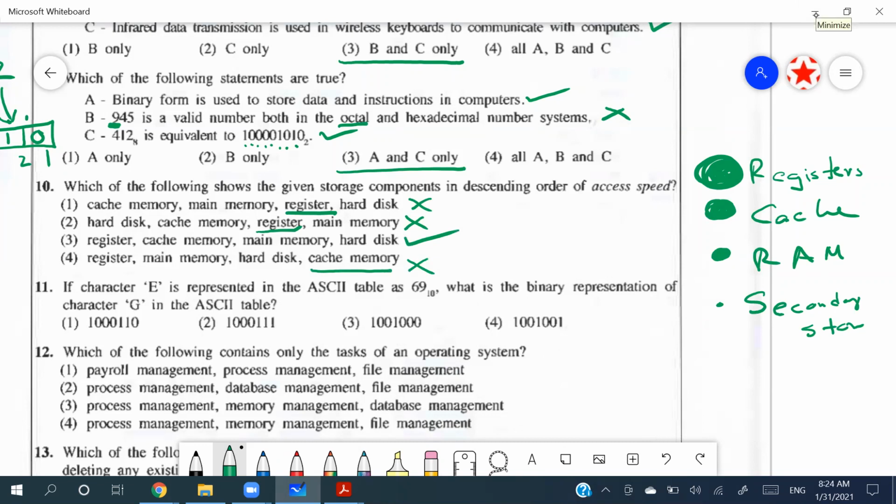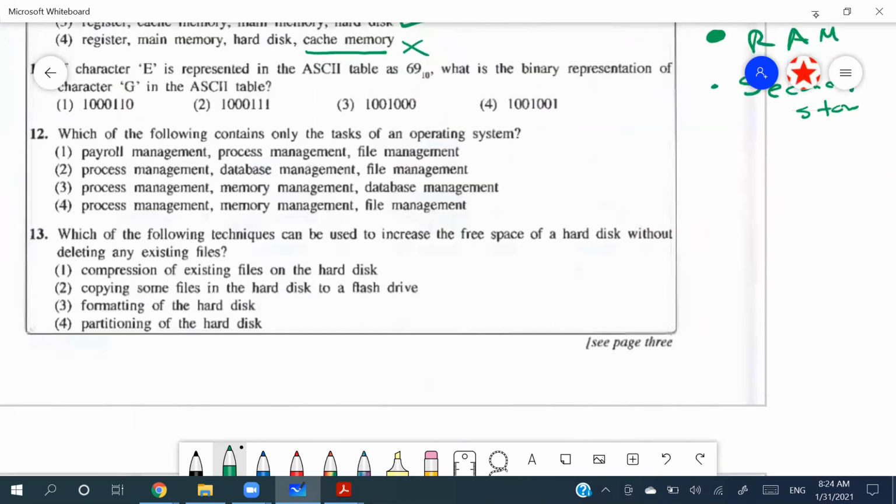All right, so moving to the next part, 13th. Which of the following techniques can be used to increase the free space of the hard disk without deleting any existing file? Now that's important, without deleting any existing file. By deleting things, we can make more space, but here they're asking how to make more space without deleting the files.